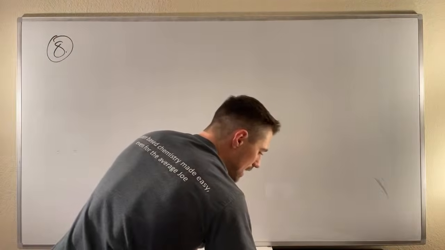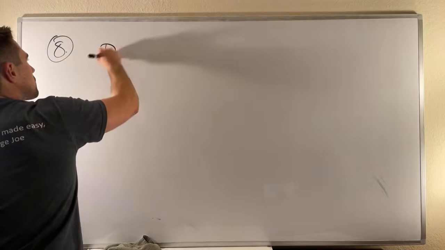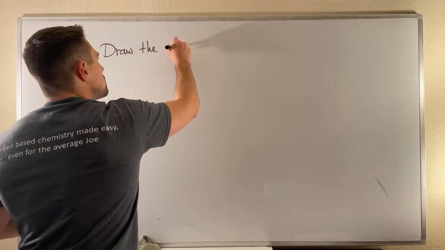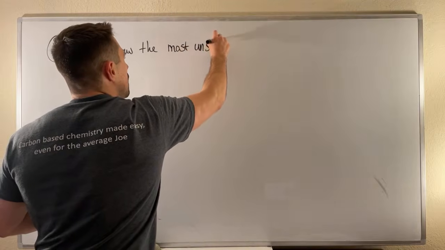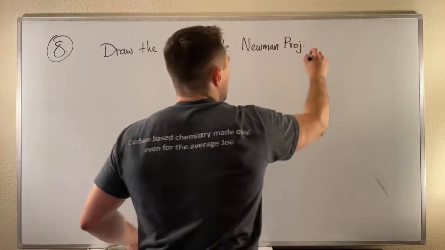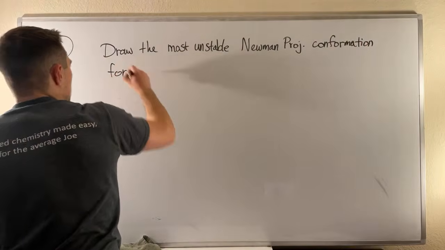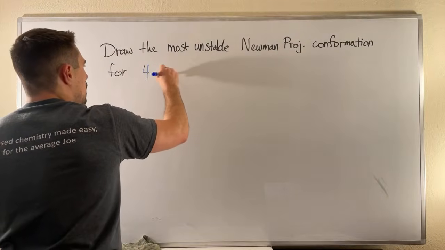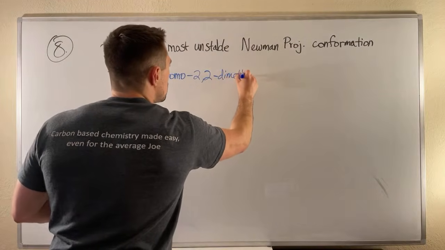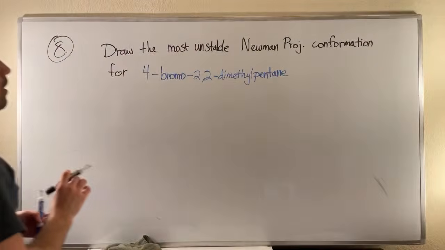Okay. Last but not least, the problem here is going to be: draw the most unstable Newman projection conformation for, and I'm about to give you a structure name, and the structure name here is 4-bromo-2,2-dimethylpentane. Okay, cool. All righty.